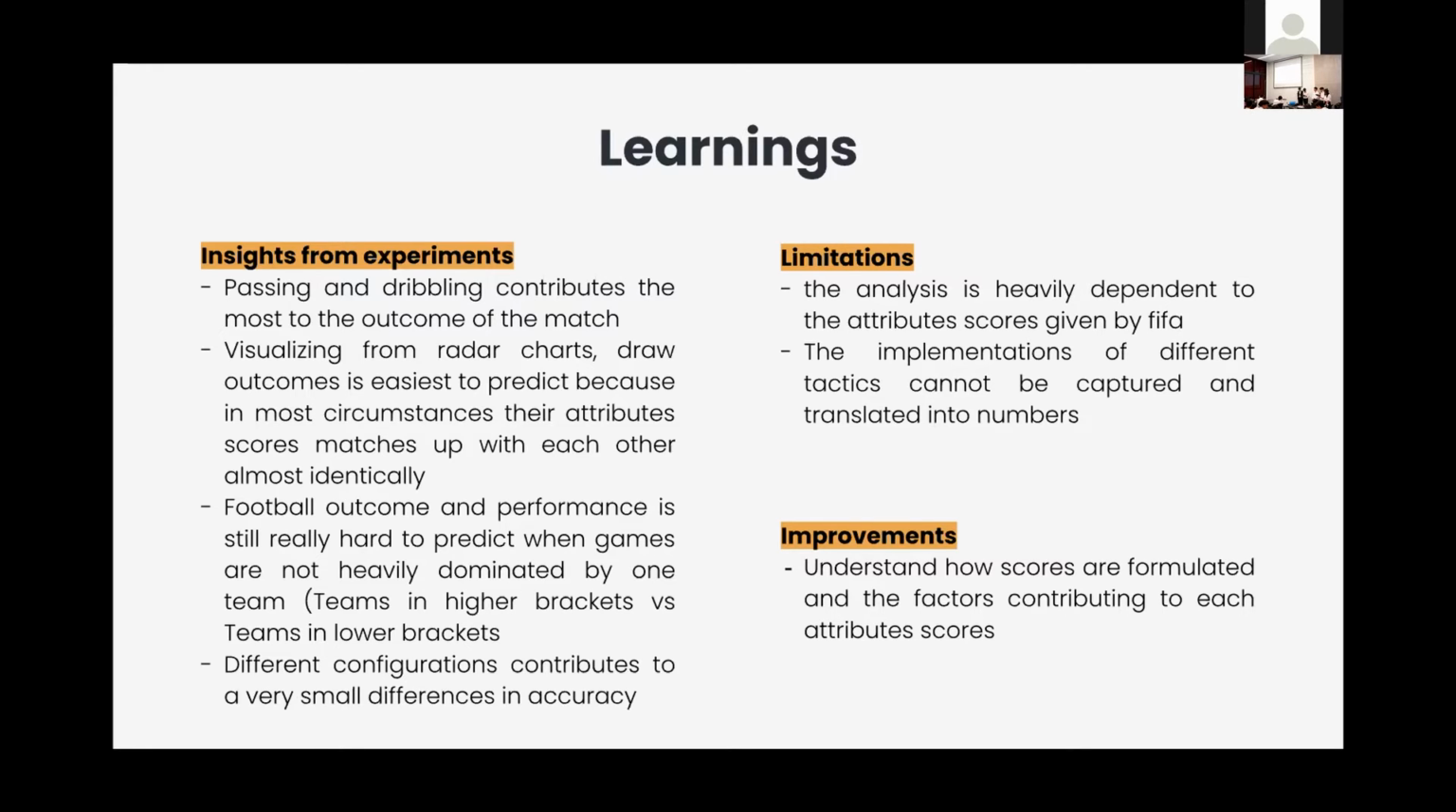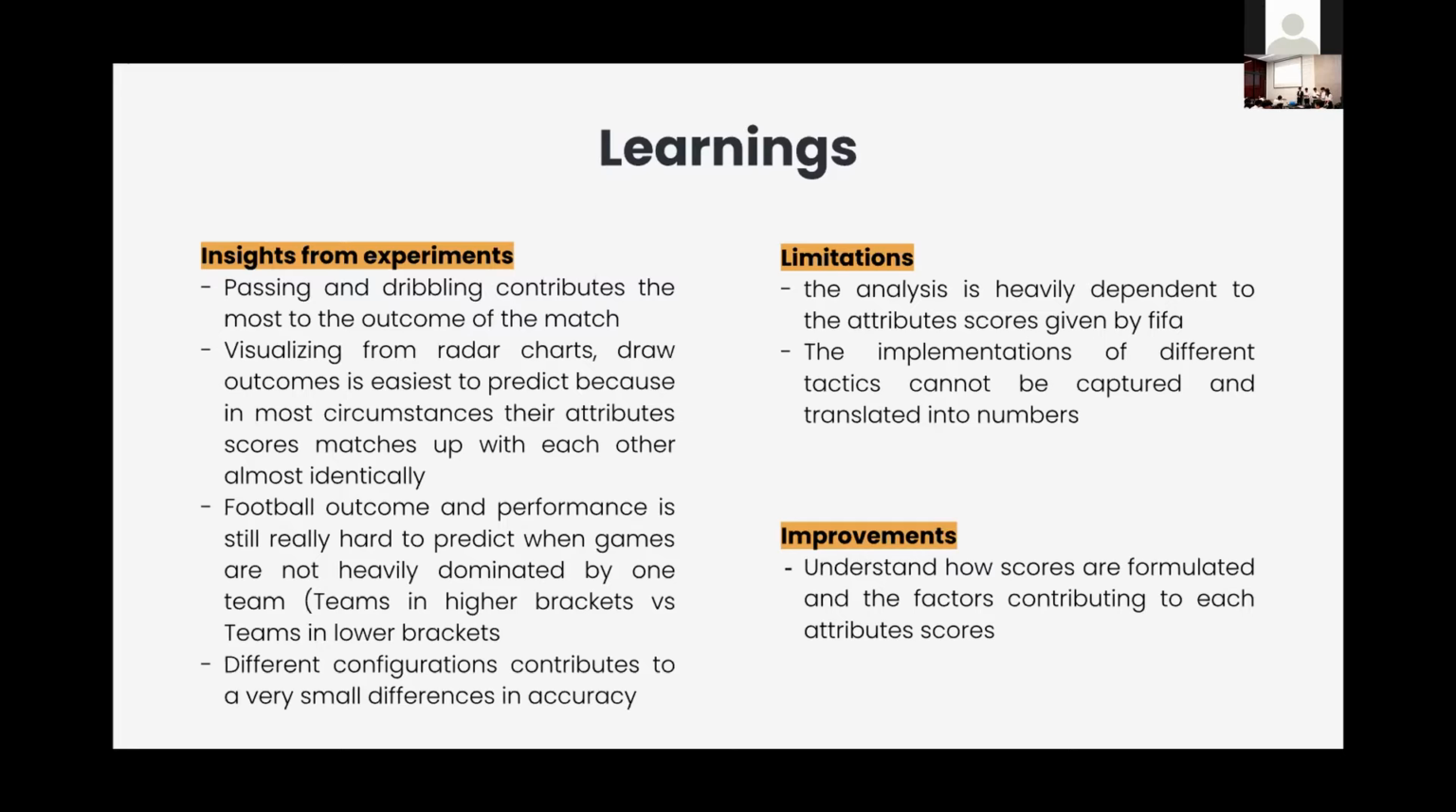Next, it is hard to predict the outcome when the match cannot be decided by one team, for example, a match between teams that have very similar performance. And lastly, the difference of the configuration between each experiment. When we include or exclude the goalkeeper in the total attributes, this difference does not affect the accuracy at all.